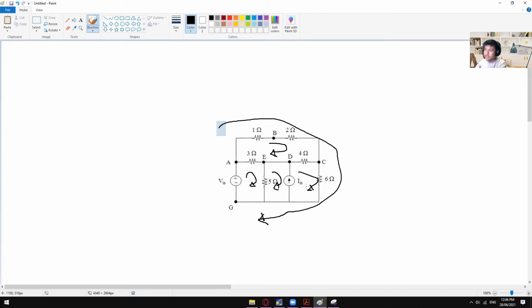How about meshes? How many meshes do we have in here? Hello, hello. How many meshes? So we have five loops in total. But how about meshes? How many? Okay. So the correct answer is four.